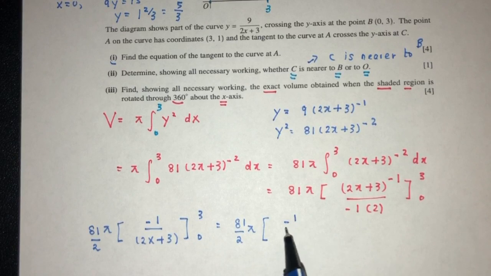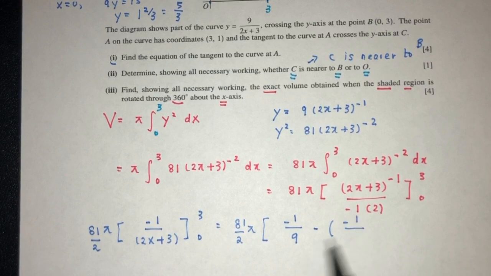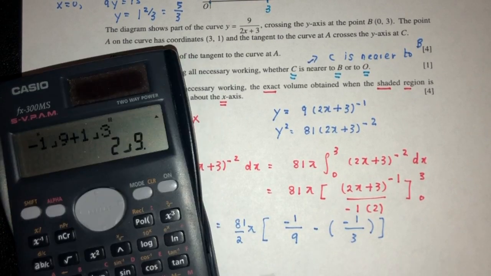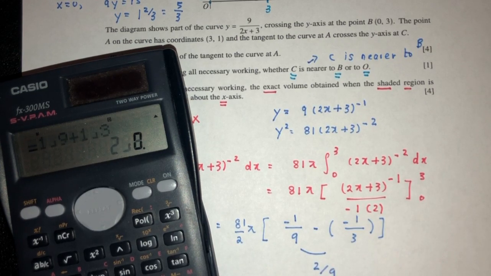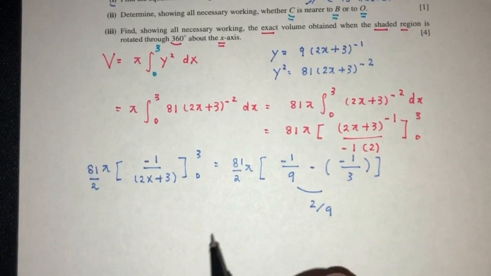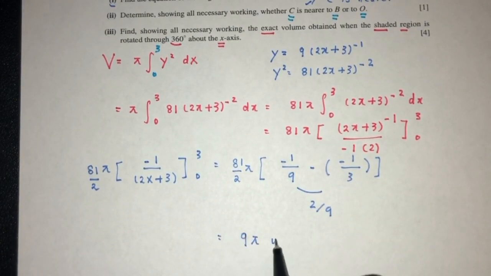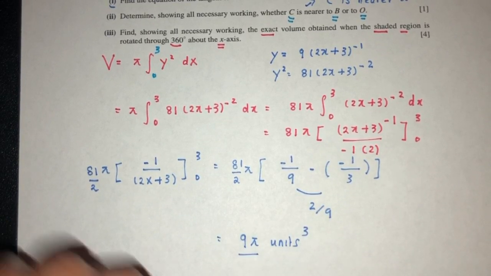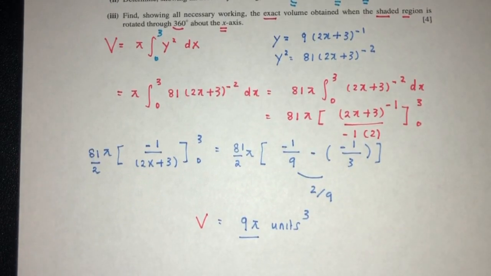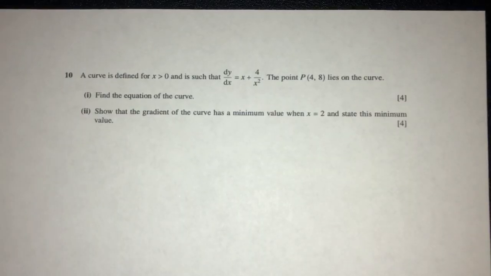So replace 3, you have minus 1 over 2 times 3 plus 3 is 9, then minus 1 over, here we have over 3. Let's see what happens. So minus 1 over 9 plus 1 over 3. That will give you 2 over 9. So 81 over 2 times 2 over 9, that will be 9. So your answer will be 9 pi units cubed for the volume of that region. This is the value of V. Okay, and that will be your exact value, 9 pi units cubed, for part 3 of your question on finding volume. Okay, so let's move on to the next question.